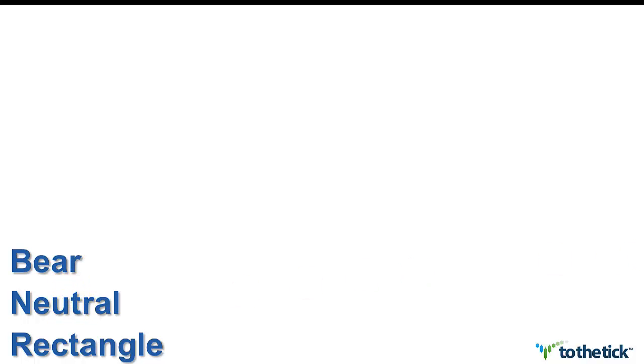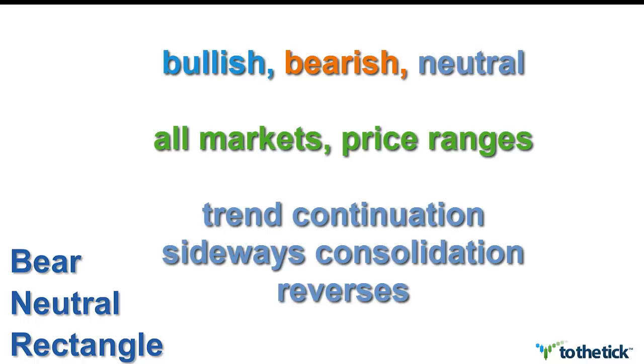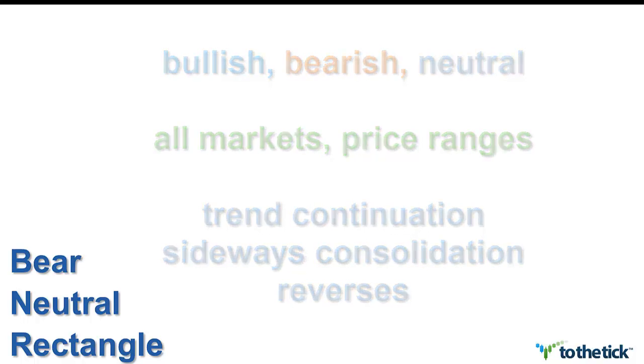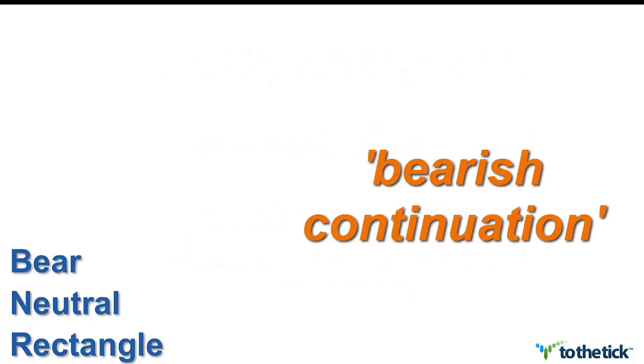Today's topic is the bearish neutral rectangle. Now, rectangles are one of the few price patterns in technical analysis that can be considered bullish, bearish, or neutral. They can be seen in trend continuation setups, in sideways consolidation, and they can also be setups for reversals. So basically, all traders are going to see a lot of rectangles in any instrument or time frame. Today, we're going to focus on recognizing the neutral rectangle in a bearish continuation setup.